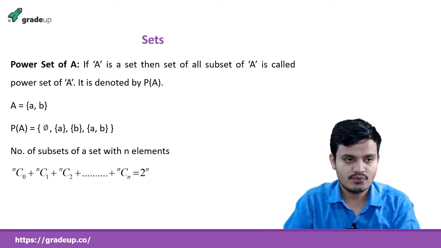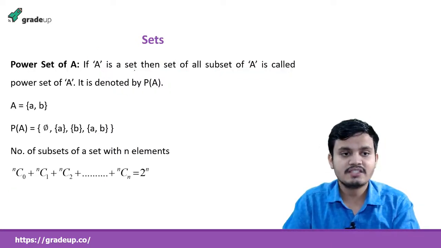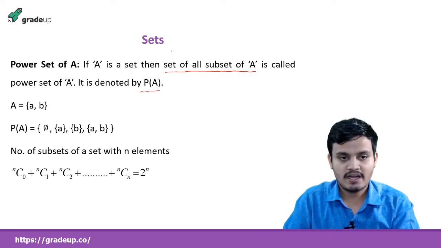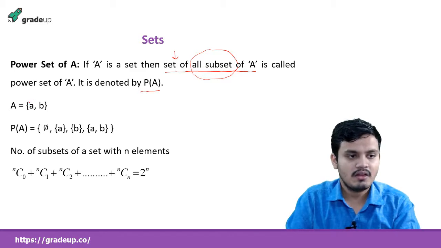Power set of A. So what is the power set? If A is a set, then the set of all subsets of A is called the power set of A. It is denoted by P(A). So the power set is a set of all subsets of A. All subsets. Example, here A is equal to {a, b}.